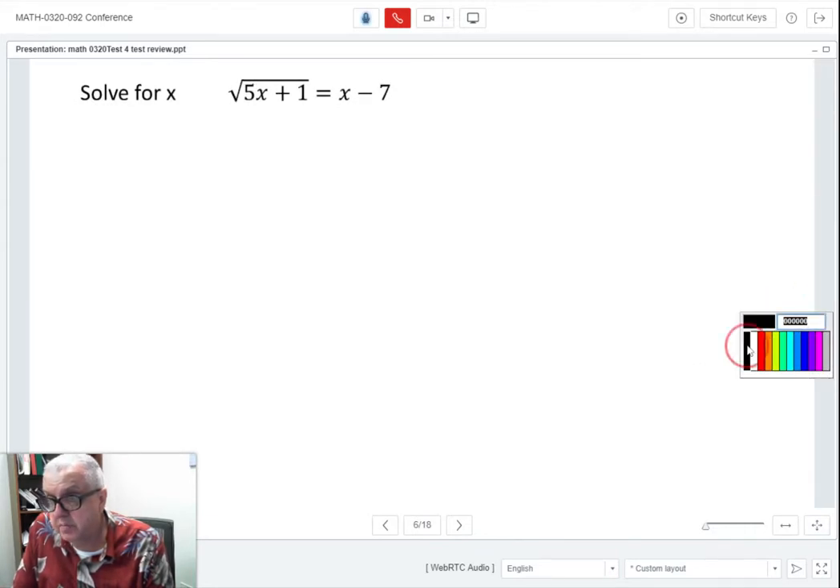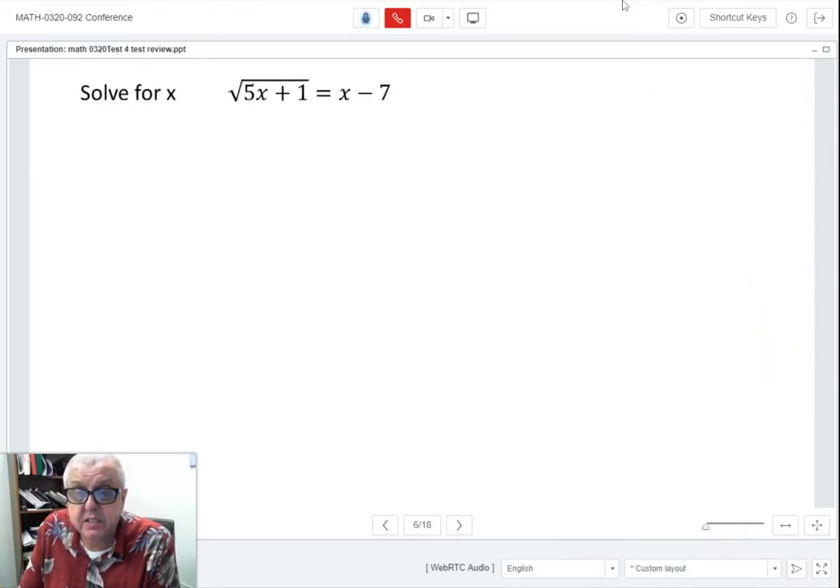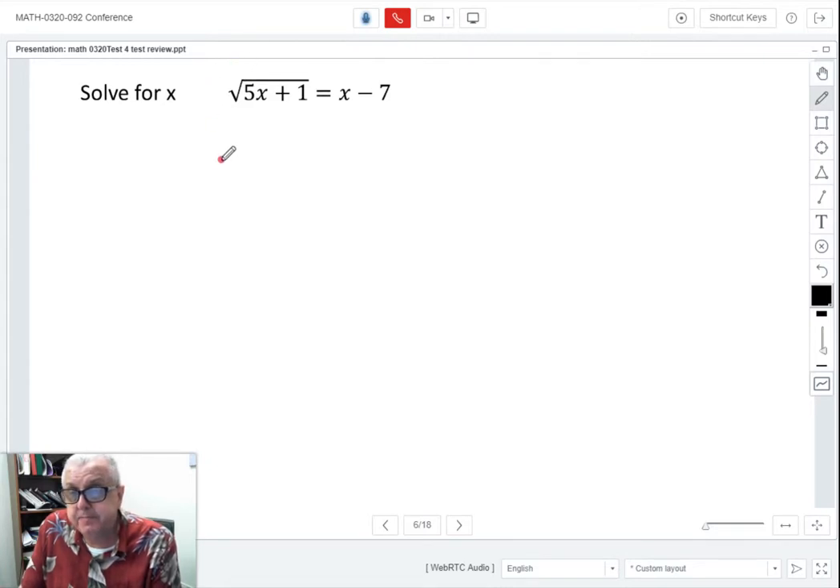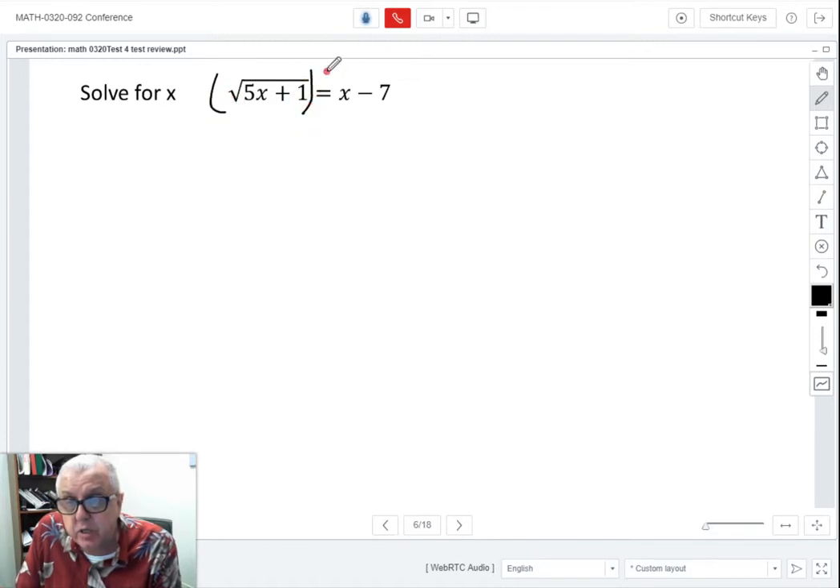All right, next problem, solving for x. So step one was get the radical by itself. Well, it is by itself. Step two, square both sides. So here we're going to square both sides.